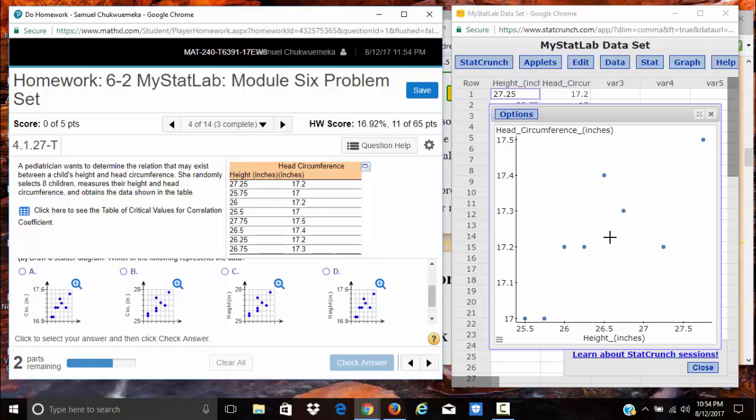That looks like this. Look at the points. But you check here, the height should be your x and the head circumference should be your y. In D, height is the y. So we eliminate D, and we are now left with only A.